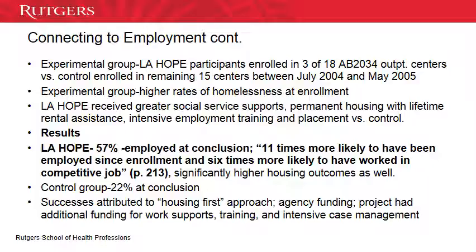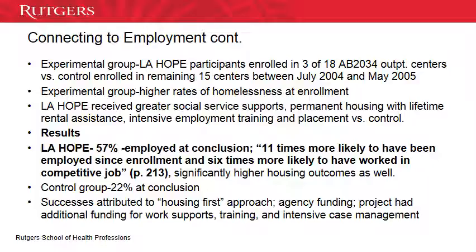After participants were permanently housed, the third step was employment linkage, in which case managers prepared participants for employment and connected them to workforce development centers. So the results of the study: at the conclusion, 57% of the LA Hope participants were employed, 11 times more likely to have been employed, and 6 times more likely to have worked in a competitive job versus the control. They also had significantly higher housing outcomes versus the control group.